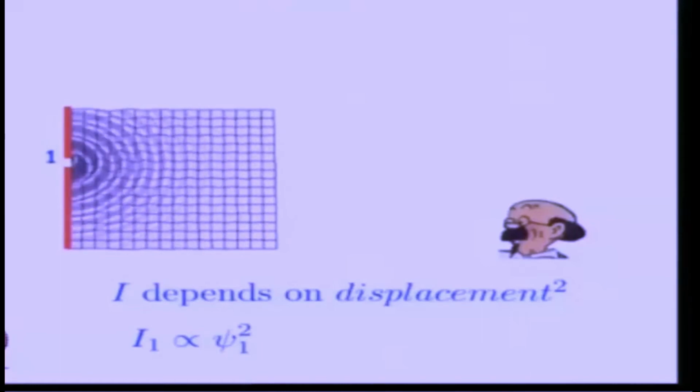And if I wanted to calculate the value of I1, what should I do? I will have to find the displacement at any particular point and calculate its square. I mean, do something with psi squared essentially, and I shall get the intensity. As I said, this is not the complete description, but this is enough for our purpose.